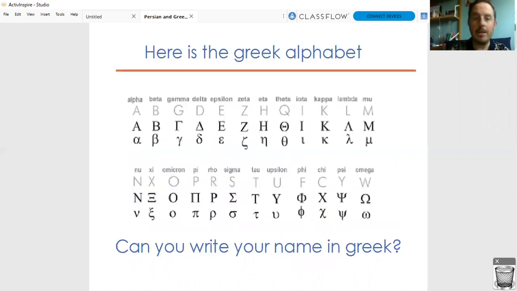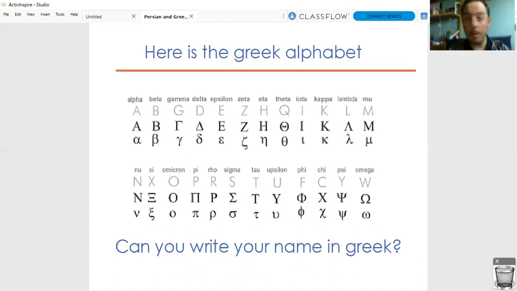Here is a visual image of the Greek alphabet. And you can see that some letters are completely the same. A is the same. Are there any other same? B is pretty similar. Alpha and beta. But then if you have a look through the alphabet, you can see some big differences in how we would write it today and how it would be written in Greek.